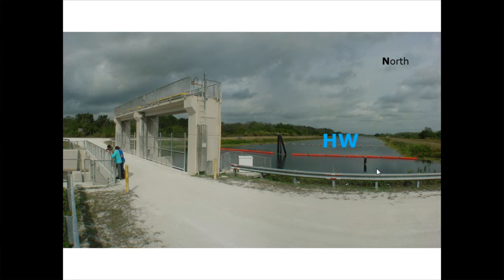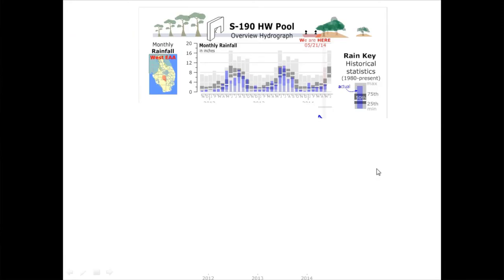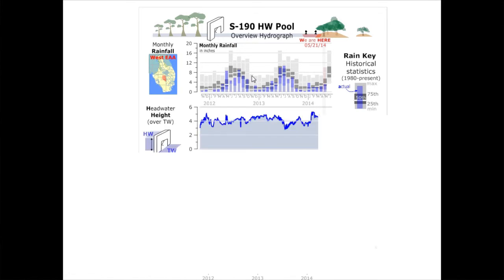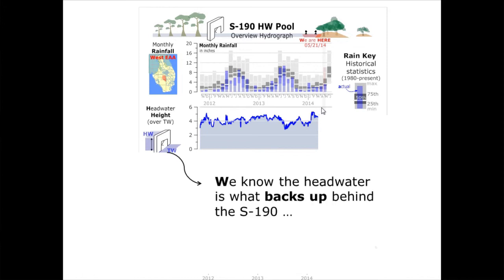So there's the headwater, and here's just a hydrograph I already kind of had pulled together. Thought it would be worthwhile showing. The top graph shows rainfall, monthly rainfall levels collected at the S190 rain gauge, and then this shows the headwater tailwater differential. When we were out there it was about a 4 to 5 foot headwater tailwater differential. Headwater was 4 to 5 feet higher than the tailwater.